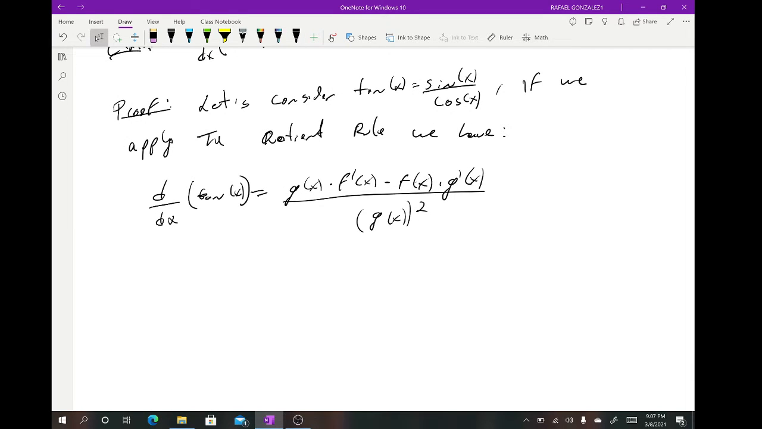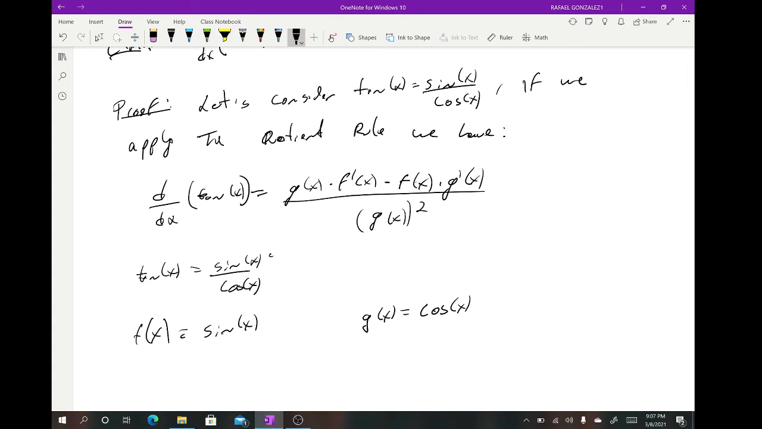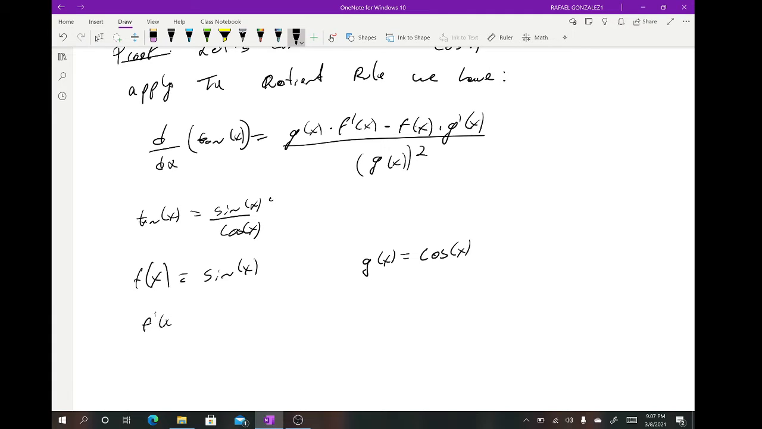Now, like I said, remember, tangent equals sine over cosine. So instead of working with tangent, I'm going to work with sine over cosine. So remember, tangent of x is equal to sine of x over cosine of x. We will let f of x be equal to sine of x and g of x be equal to cosine of x. Okay, so now the derivative of f of x from before is just cosine of x, and the derivative of g of x, again from before, is negative sine of x.